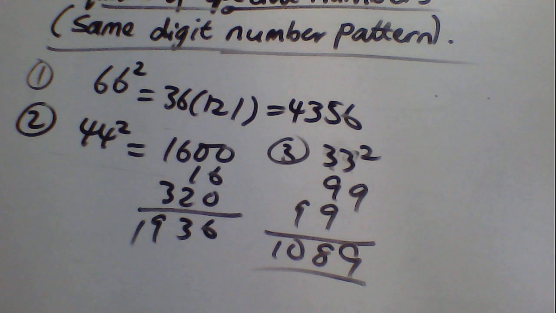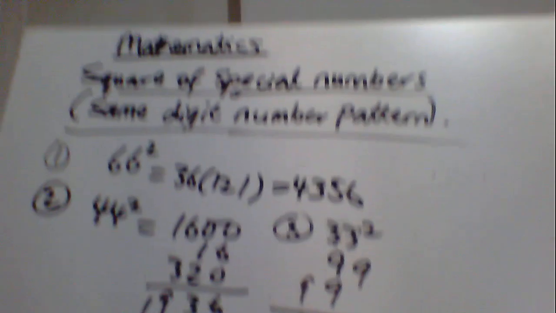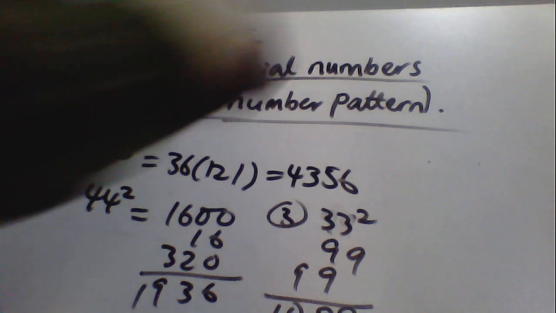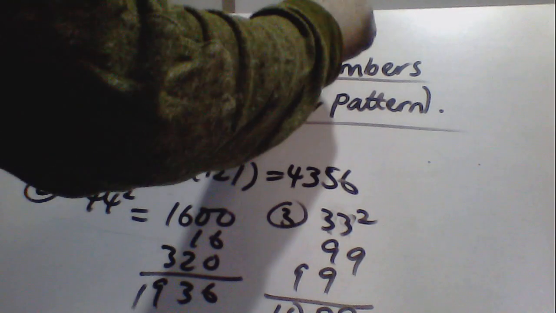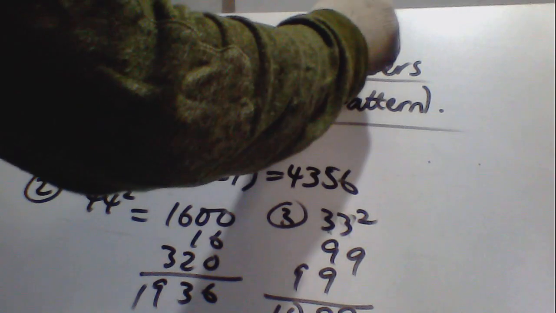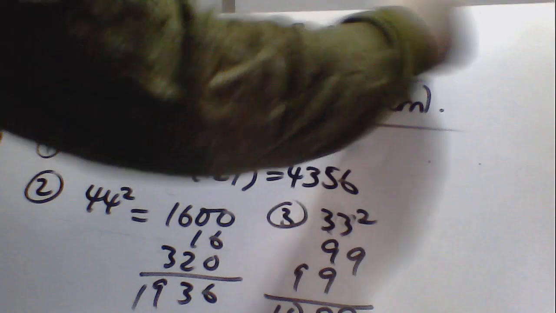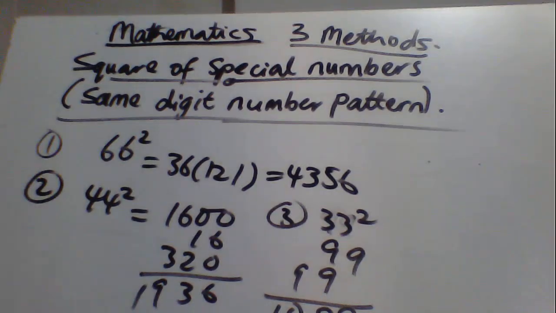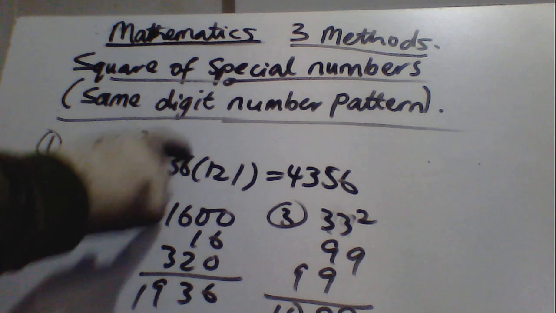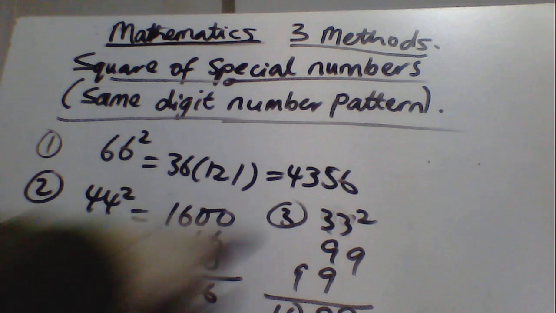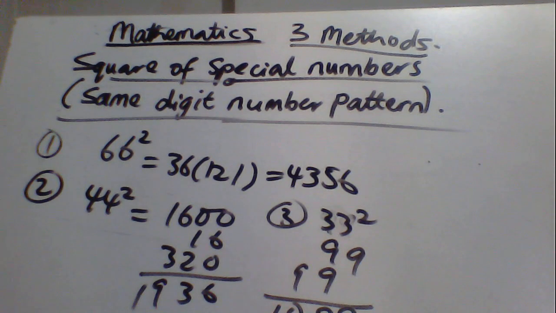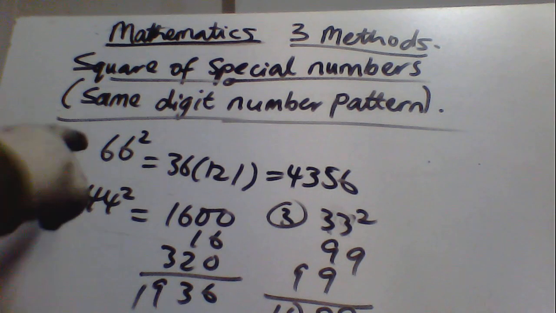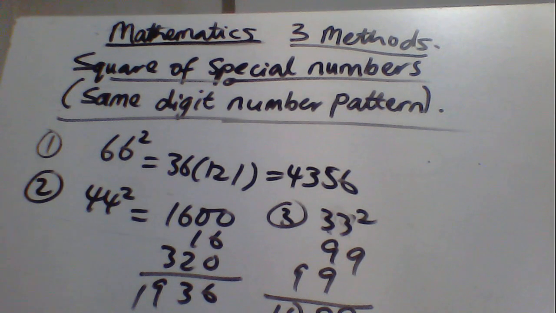So in order to find the square of numbers with the same digit pattern, we have to make use of three methods. You can use any of the three methods to solve it. If you look at these examples, there are three methods. This is the first method, this is the second method, and this is the third method. Now let's go into doing some examples for you to understand. We treat each of these methods one at a time.